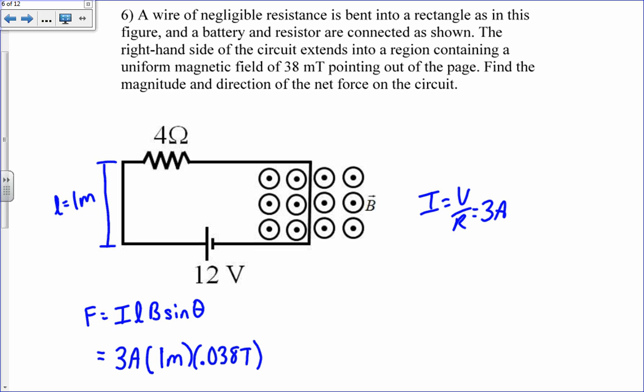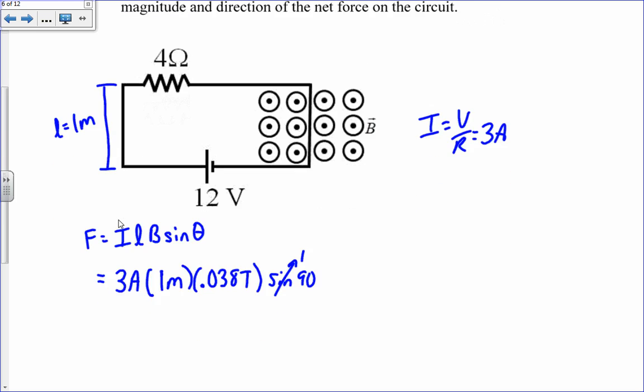Times the sine of the angle between them. The angle between B and the wire is 90 degrees, and the sine of 90, of course, is 1, so they just leave that off. So that's 3 times 1 times 0.038. That gives me 0.114 newtons.